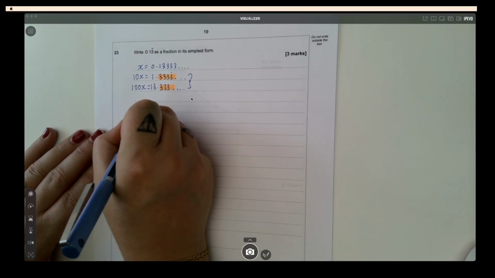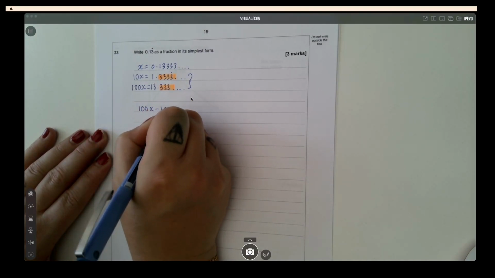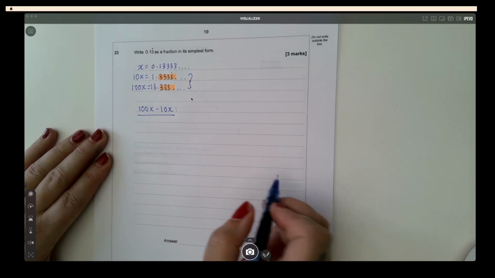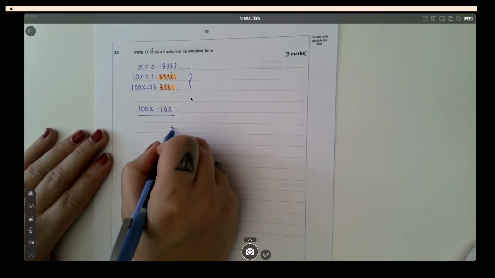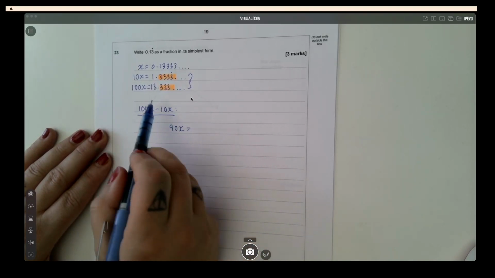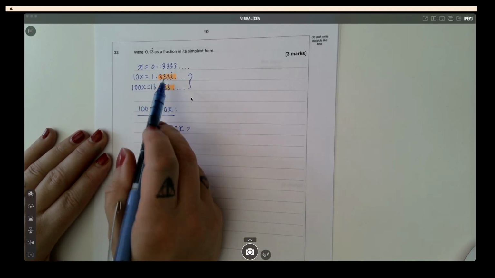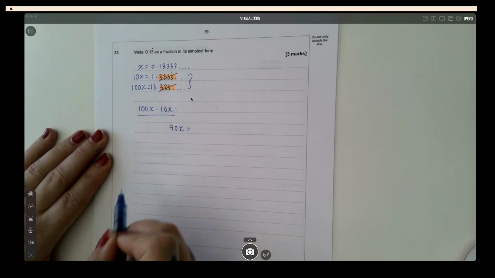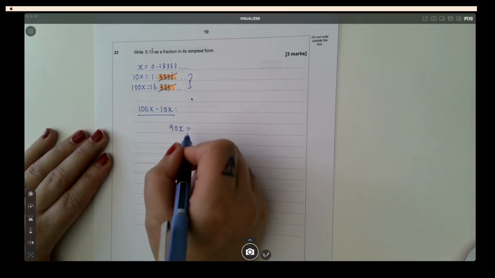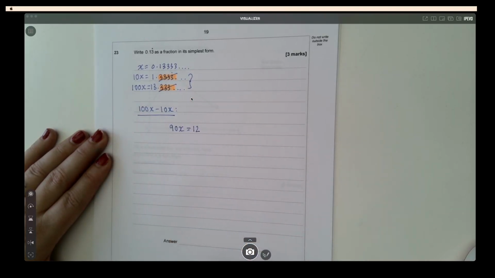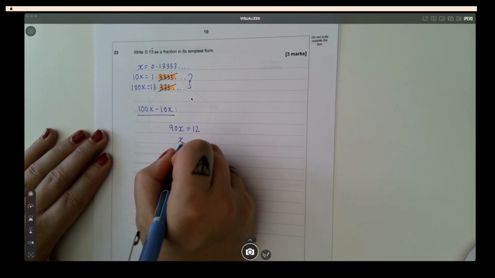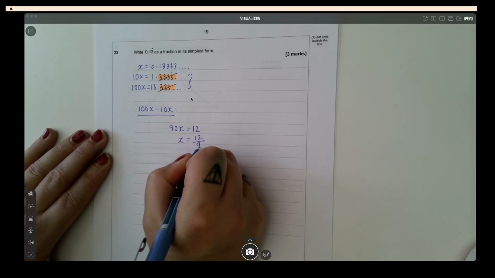So 100x subtract 10x is what's going to happen now. 100x subtract 10x is 90x. Then 13.3 recurring subtract 1.3 recurring. Well, the 0.3 recurring is going to cancel out, and 13 subtract 1 is 12. And now it's a case of solving for x to write it as a fraction. So x equals 12 over 90.